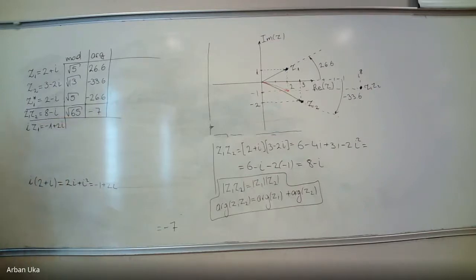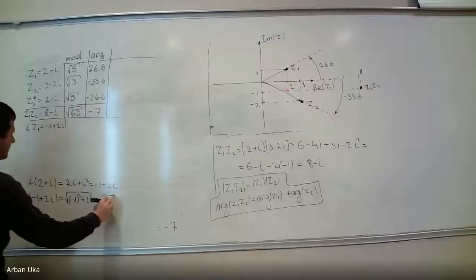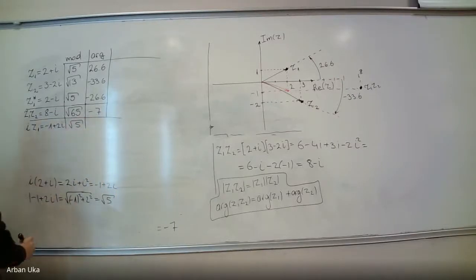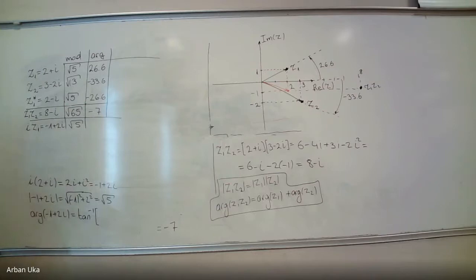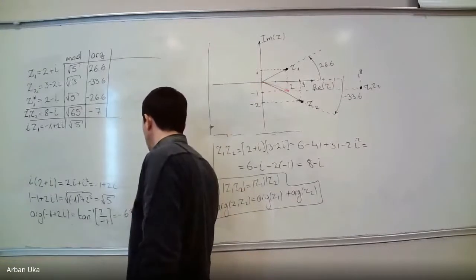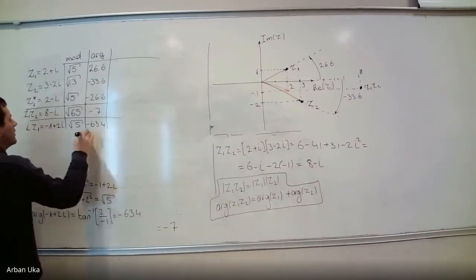Okay. And now, what is the modulus of I times Z1? What is the modulus of minus 1? Is minus 1 square. Yes. Plus 2 square. Yes. And we have a root of 5. So this is root of 5. That is correct. What is the argument then? Argument of minus 1 plus 2i. This would be the tangent inverse, right, of 2 divided by minus 1. So can someone find the inverse tangent of 2? Minus 2? Minus 63.4. Okay. So we are here minus 63.4. That's good.